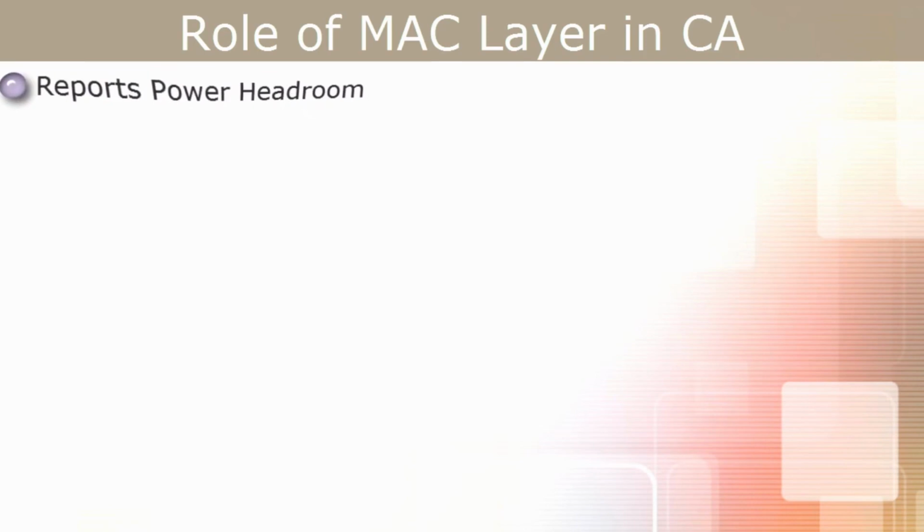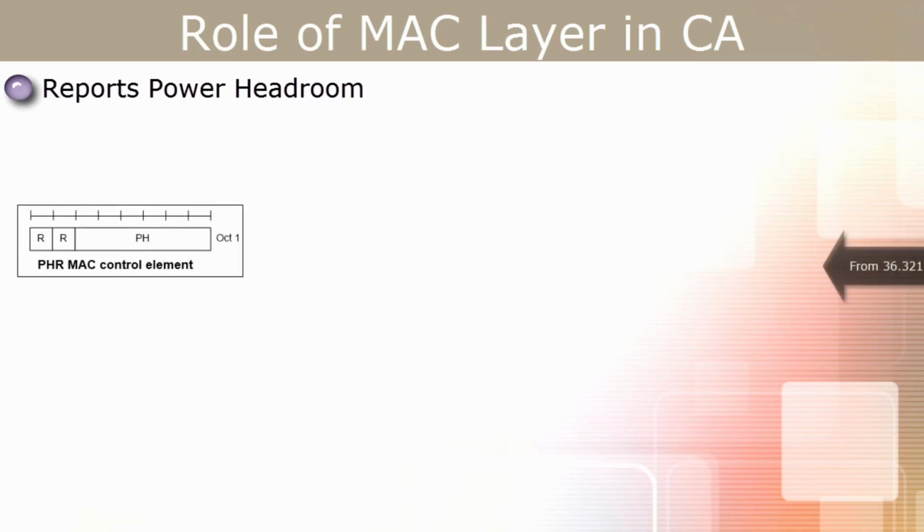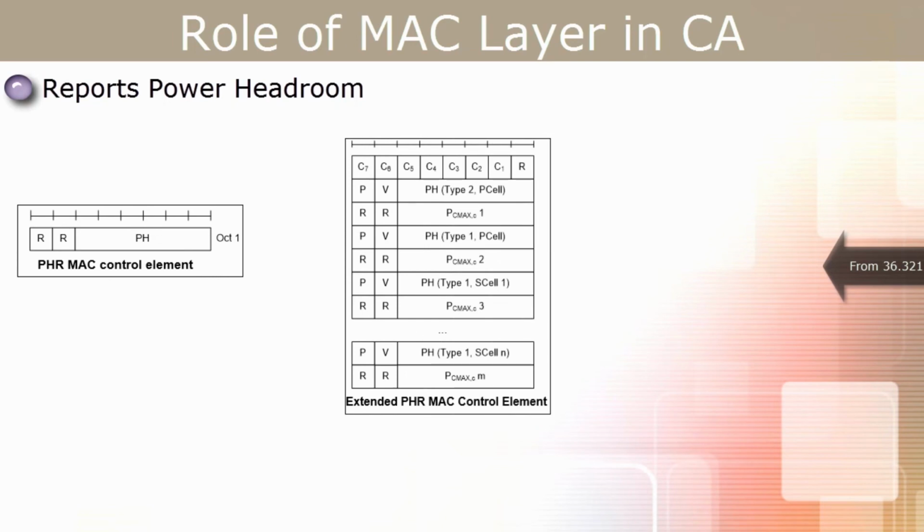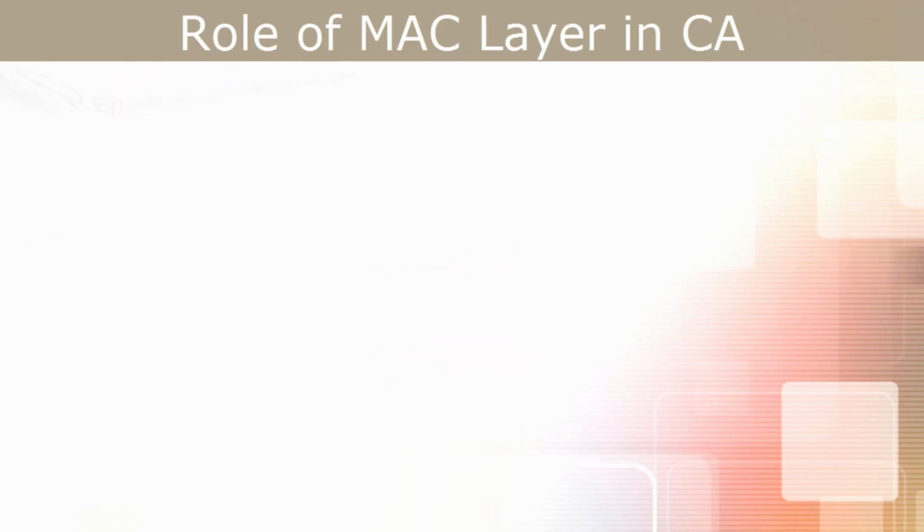PHR is used by the UE to tell the difference between the current transmission power level and the maximum possible transmission power level. The MAC layer has to do this reporting for a secondary cell as soon as it is activated. This is the Release 8 PHR MAC control element without CA. This is the updated PHR MAC control element with CA. You can see the PHR MAC control element has been updated to accommodate PH information about the secondary cell.